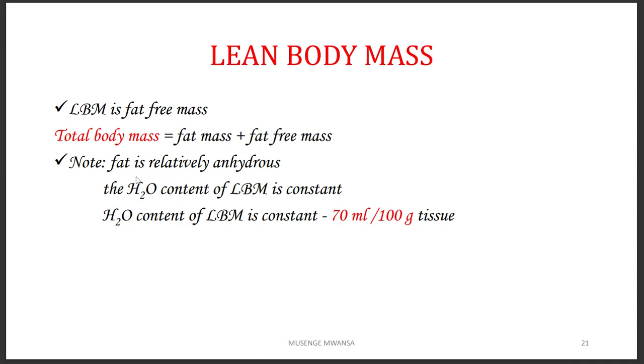We also need to take note that fat is relatively anhydrous, meaning that it does not mix with water. Because of that, the water content of lean body mass is going to be constant. Lean body mass is the mass that does not contain any fat, so it's going to be constant. For every 100 grams of this tissue, we are going to have 70 mils of water, because in this tissue we are not going to have any fat.